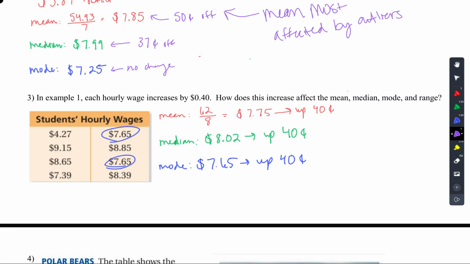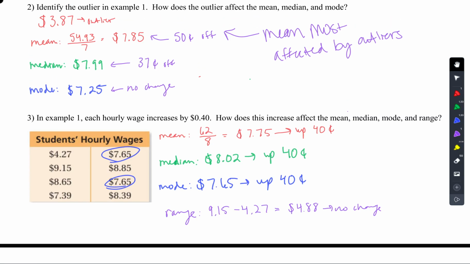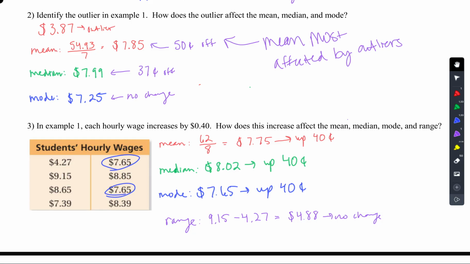The range though, you do the biggest one, 915, minus the smallest one, 427. I think that was exactly the same. That'd be 488. That one was no change, because if you increase both of them and subtract, you're going to get the same answer. So really the stuff that changes the data is an outlier. If you increase wages all the same, that doesn't really change your mean, median, mode as much.